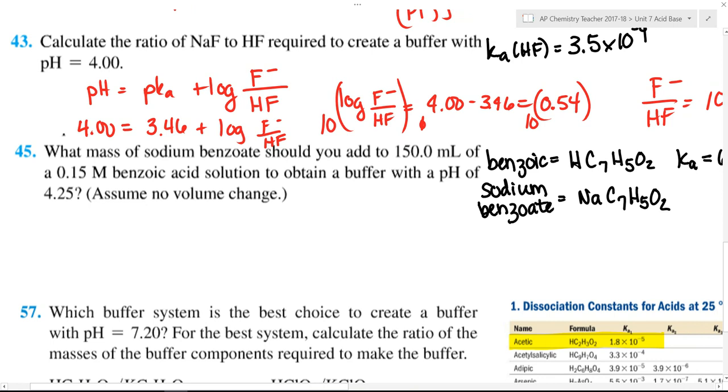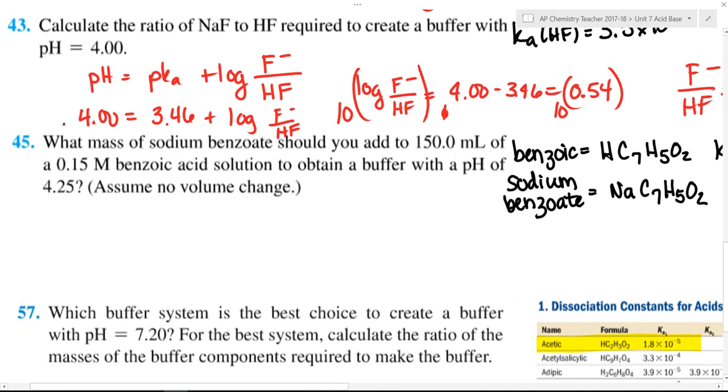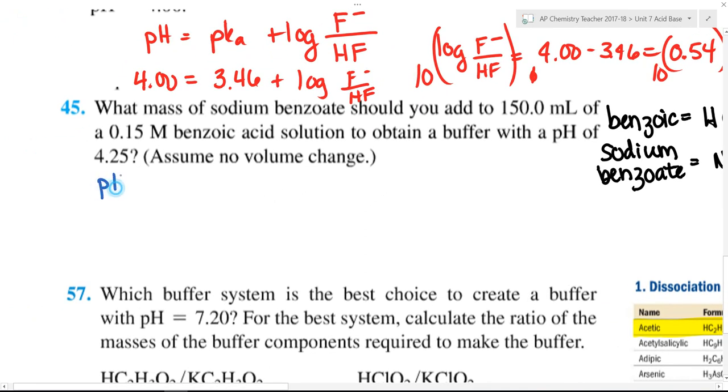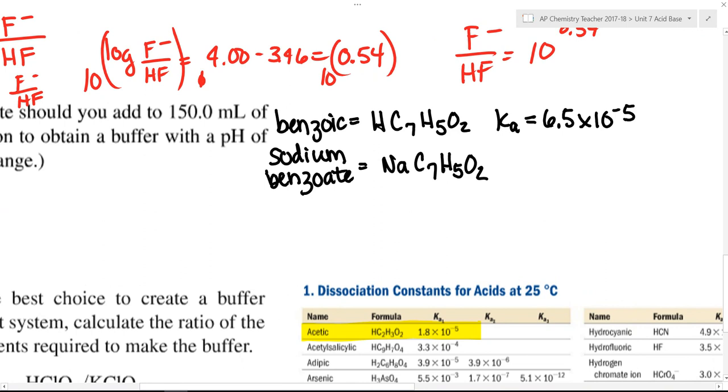A problem like number 45 is a lot like we did in the lab, where you're trying to calculate how many grams of the solid conjugate base you want to add to your acid solution. So the first step, I'm going to change my color of pen really quick because the red is bothering me. First step is to do like we did above and solve for the ratio of my acid to base. So I'm going to use this pH equals pKa plus log of A minus over HA. And I want my pH to be 4.25. I'm going to plug in the pKa, which is the negative log of 6.5 times 10 to the negative 5th.